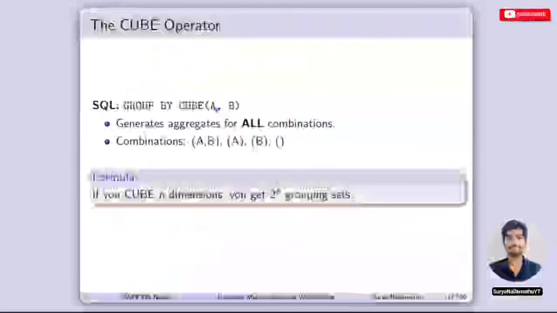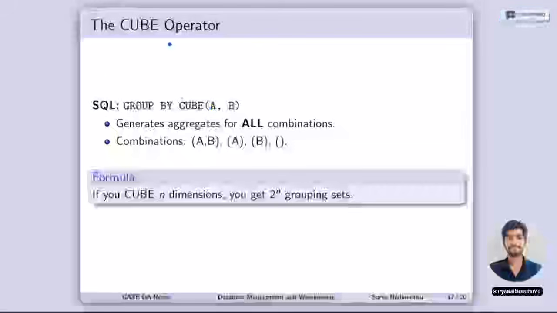And next, the cube operator. Let us explain it very simply: how the cube operator is helpful in SQL. Here is the statement showing how it is used. The cube operator is helpful for grouping; it means aggregating all combinations.